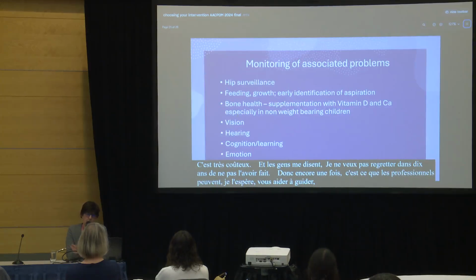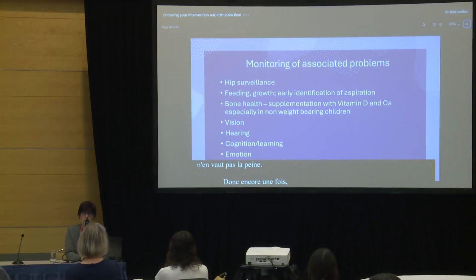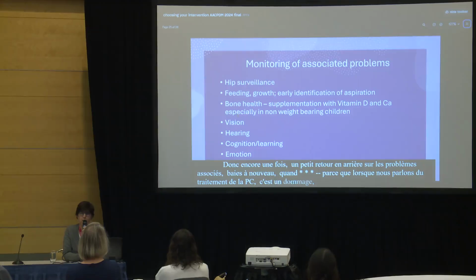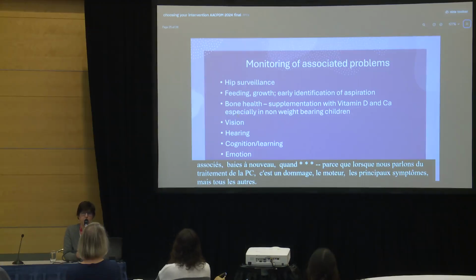So again, a little bit of a jump back to the associated problems, because when we talk about treatment of CP, the one arm is the motor, the core symptoms, but then all the others, and they are really important for your general health. They might be the source of your pain and your discomfort as well.